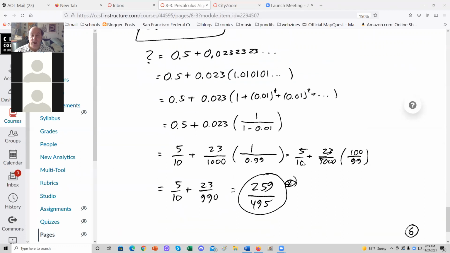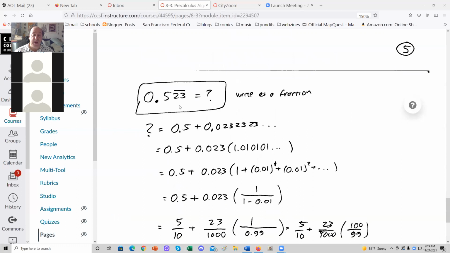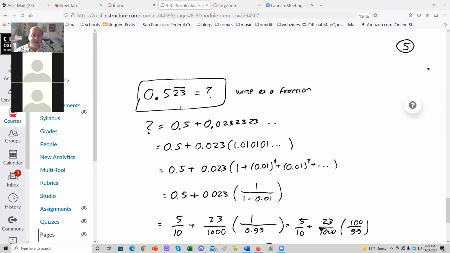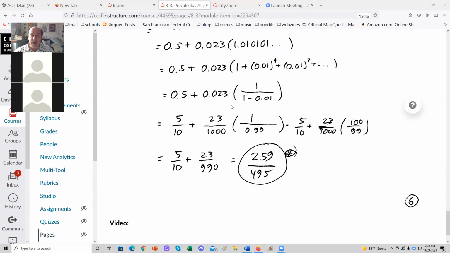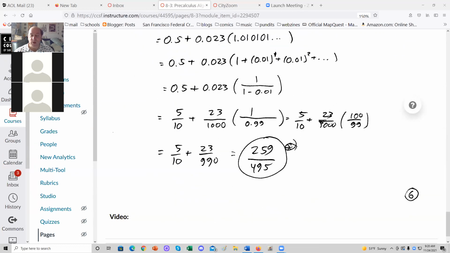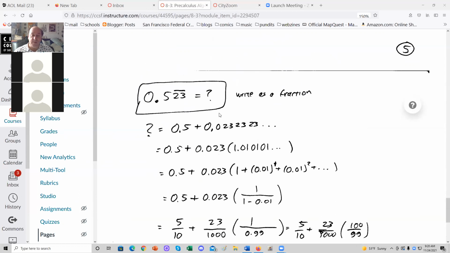So any repeating decimal can, by this means, be considered as including a geometric series, and thus can be written as a ratio of integers. And conversely, any ratio of integers turns out to be a repeating decimal. So the two are the same.